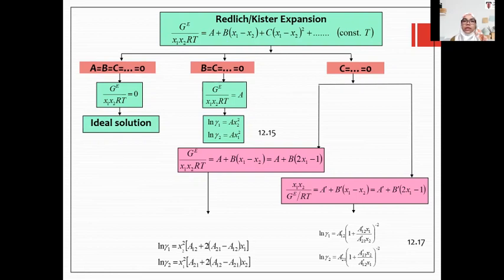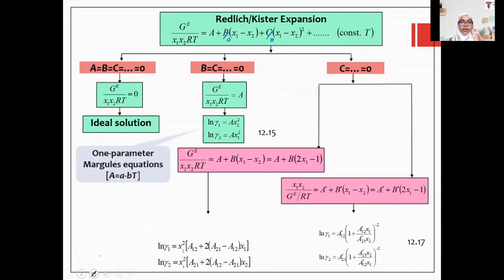How about only B and C equal to 0? That means B and C equal to 0. The remainder is A, so GE over x1 x2 RT equals A. So we can obtain the gamma when we compare with the ln gamma for each component that we obtained previously. We can obtain what is known as the one-parameter Margules equation. You can recall this equation from the previous topic in vapor-liquid equilibrium.